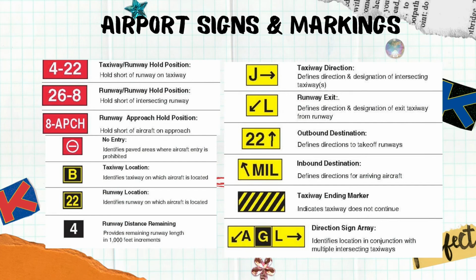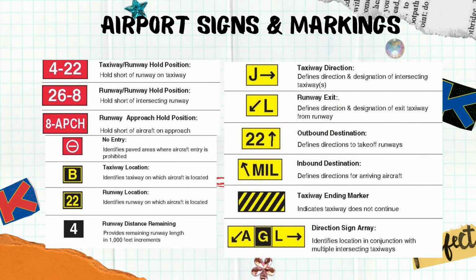For the first one is no entry. It identifies a paved area where aircraft entry is prohibited. So it is a location that aircraft should not enter. Taxiway location identifies the taxiway on which the aircraft is located. Next is runway location. It also identifies the runway on which the aircraft is located.